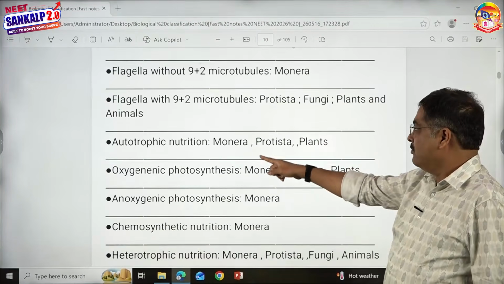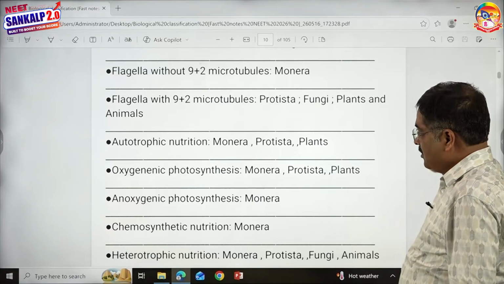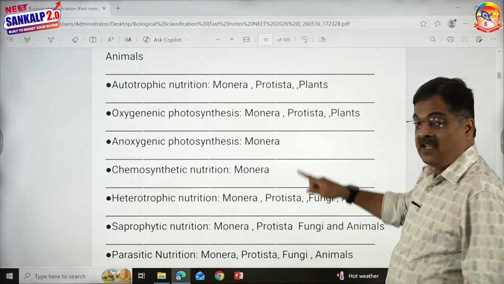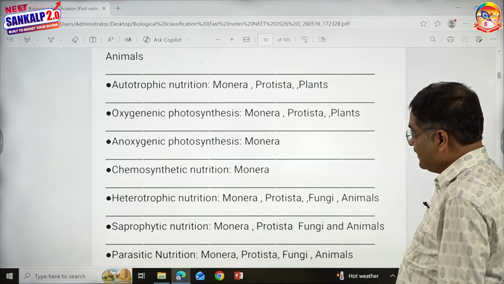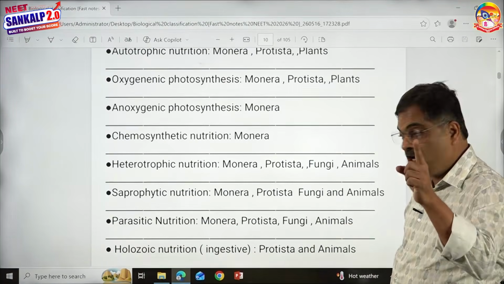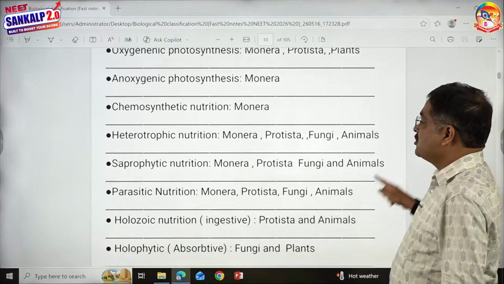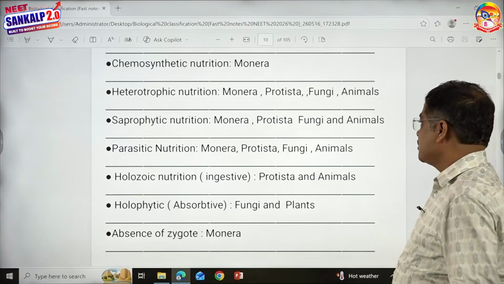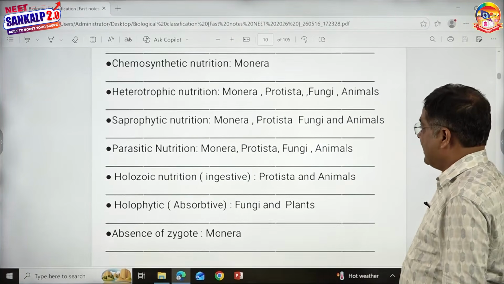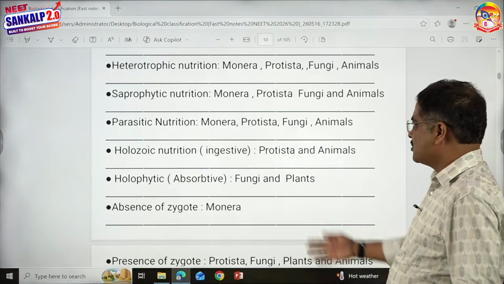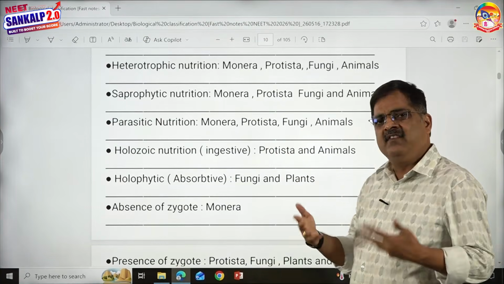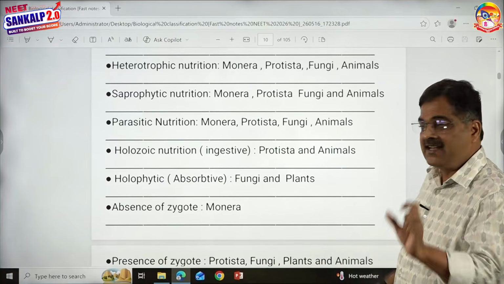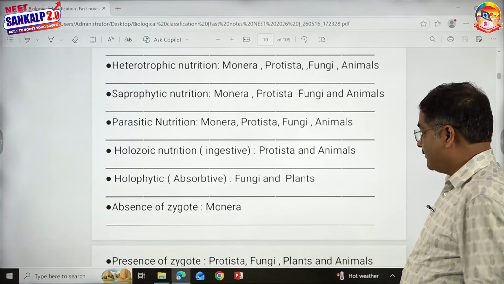Autotrophic nutrition: Monera, Protista and plants. Oxygenic photosynthesis: Monera, Protista and plants. Anoxygenic is Monerans; we'll discuss that in a minute. Chemosynthetic nutrition is very unique to Monerans. Heterotrophic nutrition: Monera, Protista, fungi and animals. Saprophytic nutrition, same: Monera, Protista, fungi and animals. Parasitic nutrition: Monera, Protista, fungi. Even there are some animals which are parasites, even though in the NCERT book the word parasite is not given for Animalia.